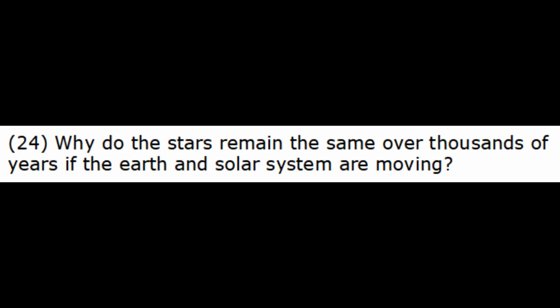Question 24. Why do the stars remain the same over thousands of years if the Earth and solar system are moving? Well, they haven't remained the same. Flat Earthers seem unaware of proper motion, which is the observed change in apparent location of the stars in relation to each other from the viewpoint of the Earth. Space is really big, so the angular speeds are quite small.